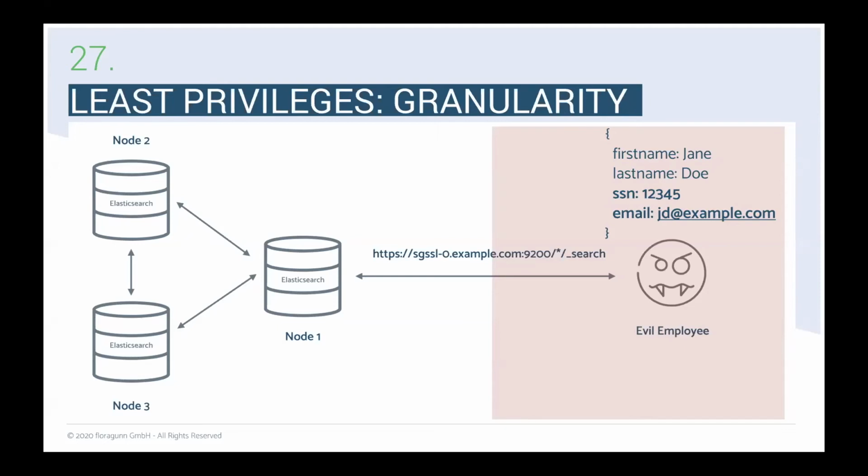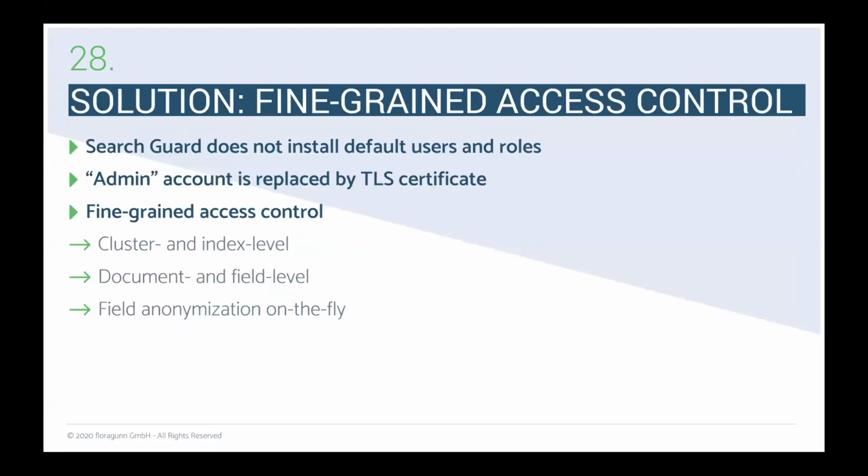So when you install SearchGuard the first time, there are actually no roles, no permissions. You can decide to import some demo roles for proof of concept or for playing around, but when deploying it to production, there are no defaults. So instead of shipping with a default, again, SearchGuard is relying on TLS.